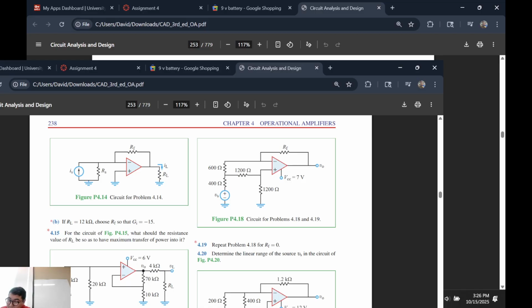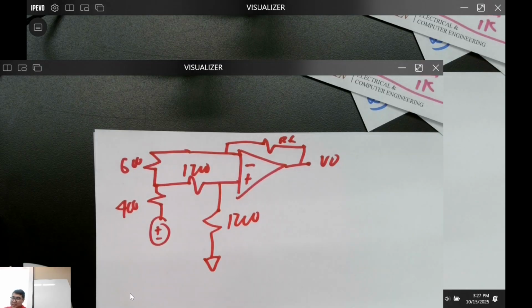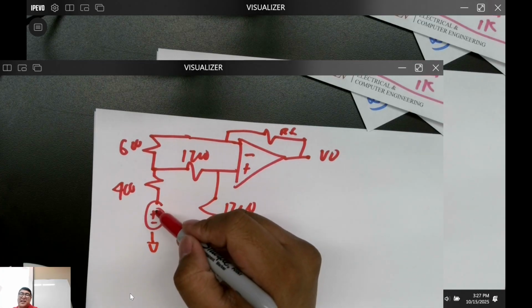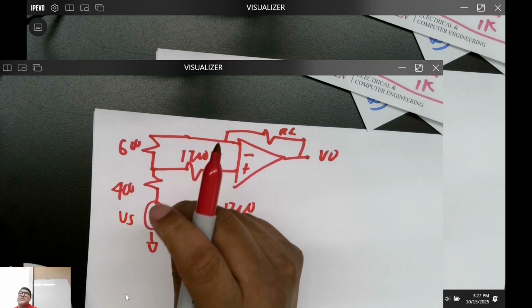600, 400, 1200, and minus plus, RF, V out, and then this right here is 1200. Okay, did I copy that correctly? Let's see. There you go. Does that look good? It says it wants to know the gain based off this guy right here, right? Is that right?